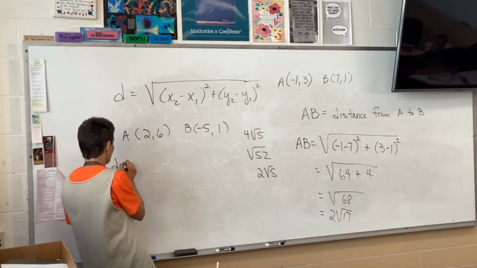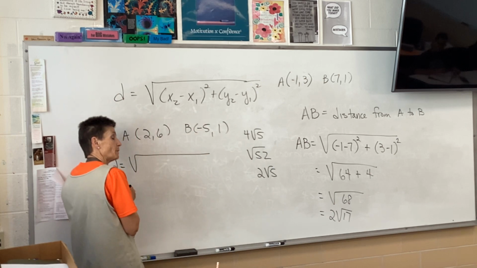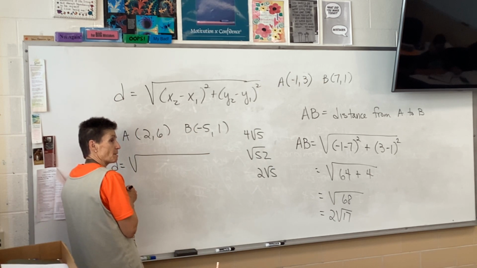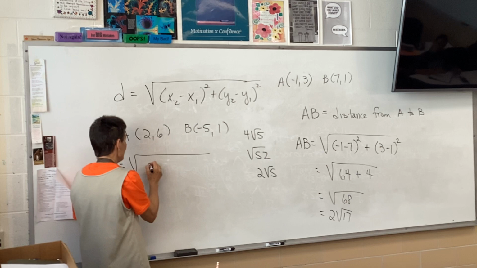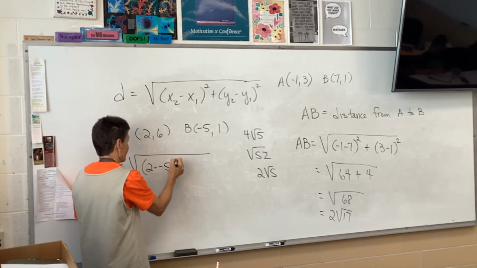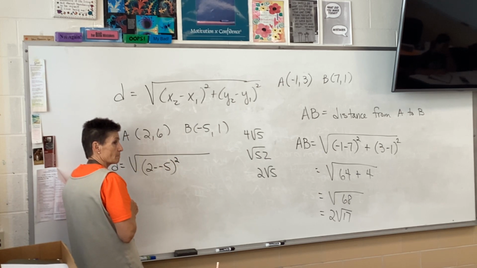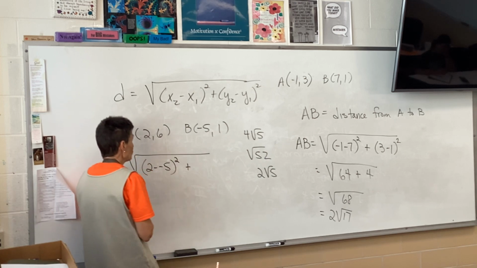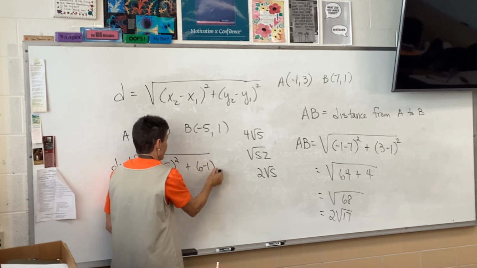Okay, so here we go. What is the rule? What does the formula tell us to do? Subtract our x's. So 2 minus negative 5. Subtract your y's. 6 minus 1.